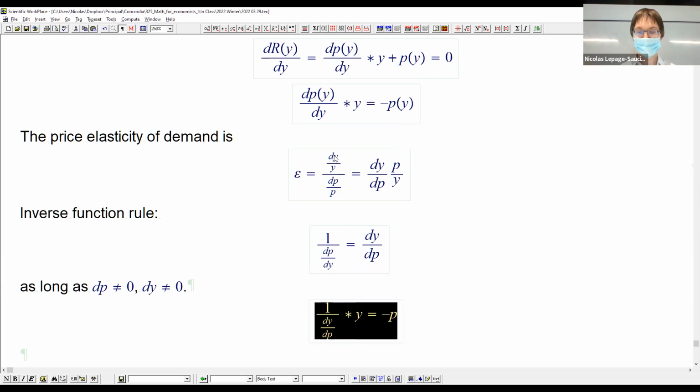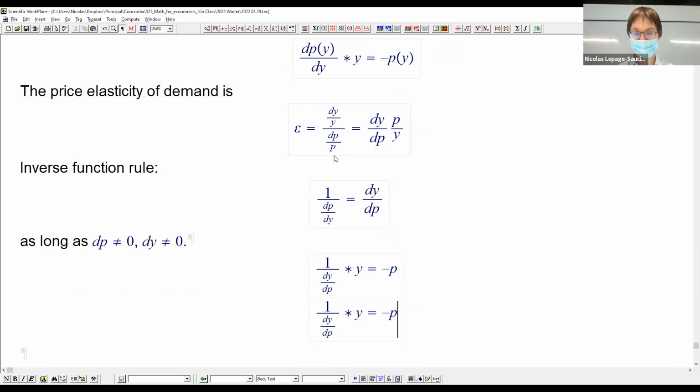So let's just, so here, what do I get? I get, then this is divided, and then let's set the -1 on this side.